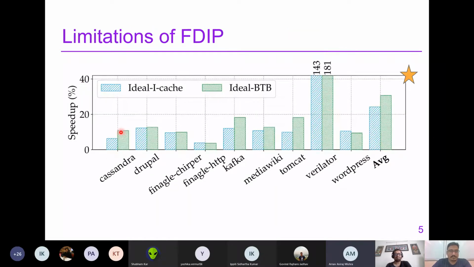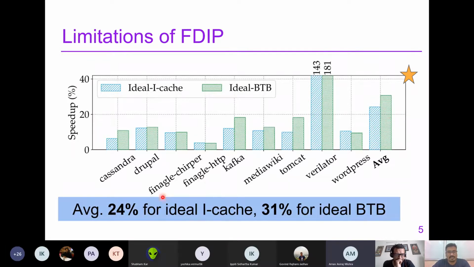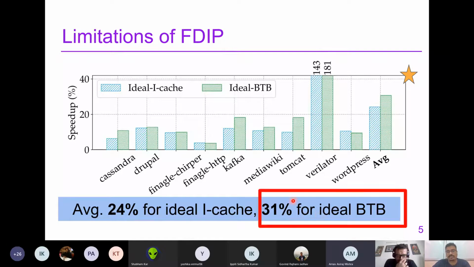Next, Twig analyzes the limitations of FDIP. To do so, they conducted 2 experiments. First they make the iCache ideal, meaning we get 100% hit rates in iCache, and analyze the performance speedup. Then they make the BTB ideal and analyze the performance benefits. On average, they see 24% performance benefits over the baseline FDIP with ideal iCache and 31% with ideal BTB.